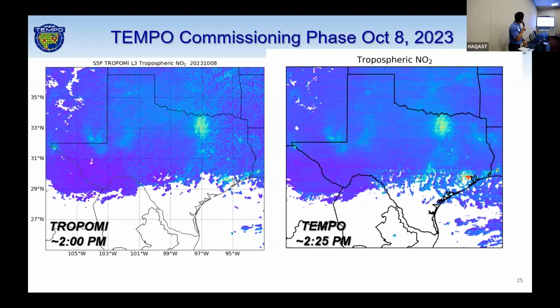TROPOMI and TEMPO, a comparison on that day, October 8th. Again, very excited about the good comparison we have here with TROPOMI compared to our brand new TEMPO data. This is provisional, right? This is not even validated data, but we're seeing already a good comparison between TROPOMI and TEMPO.